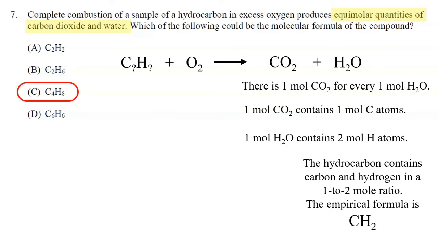There is a 1-to-2 ratio, so 4 to 8 would reduce to 1 to 2. Again, C4H8 is the correct answer because the empirical formula would be CH2.